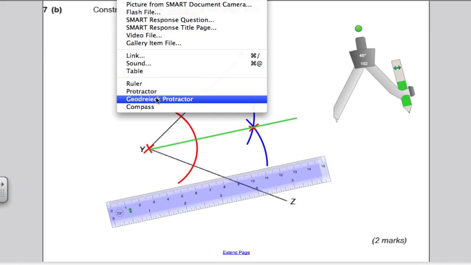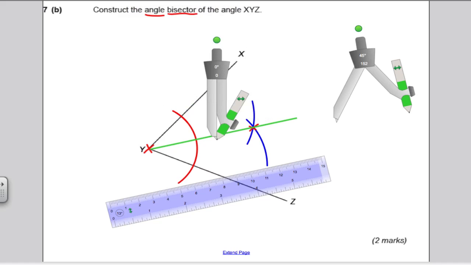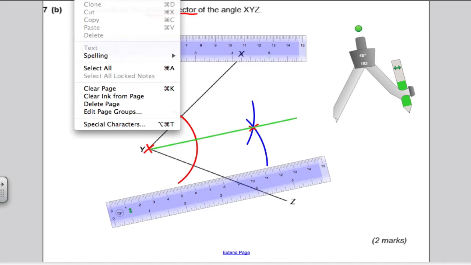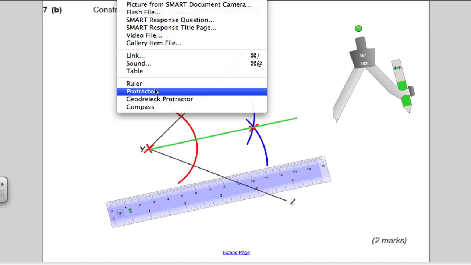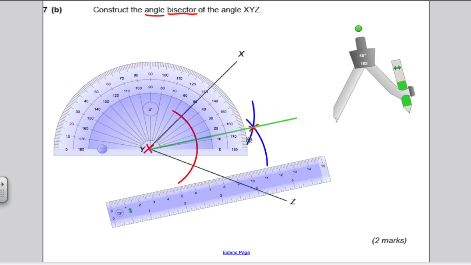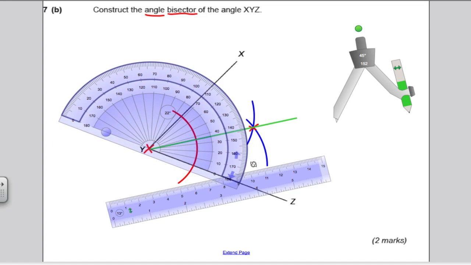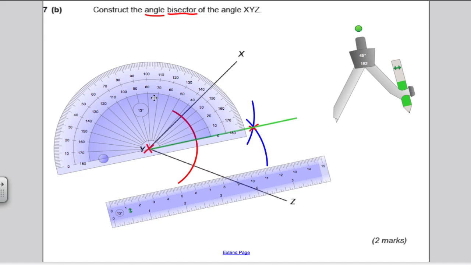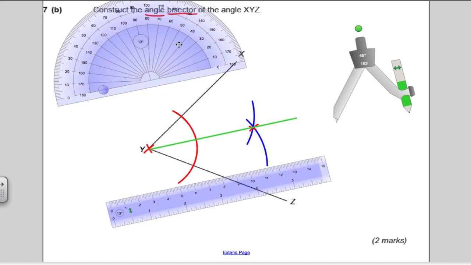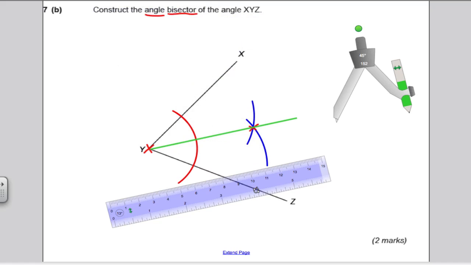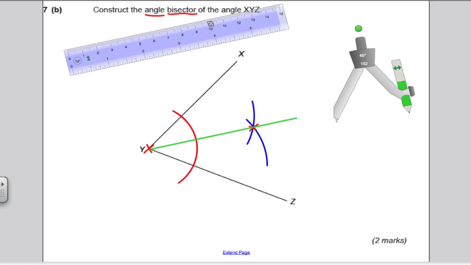Let's just check, not required to do this, but let's just check with the protractor that I've roughly cut that angle in half. Well, the whole angle is about 72 degrees and half the angle is about 35, 36 as required. So that is a good perpendicular bisector there. So just to take everything away at the end, it would end up looking something like that.